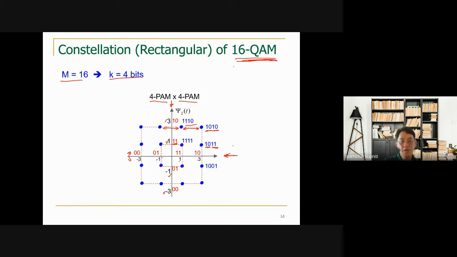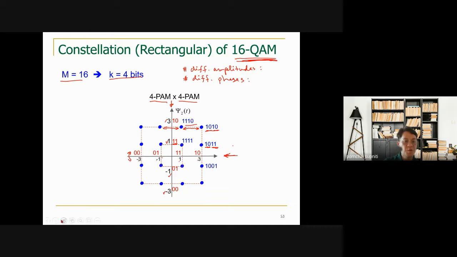Can you tell me, for this 16 QAM, how many different amplitudes are there in all these 16 symbols? And how many different phases are there in these 16 symbols?